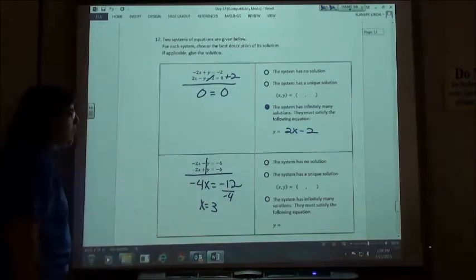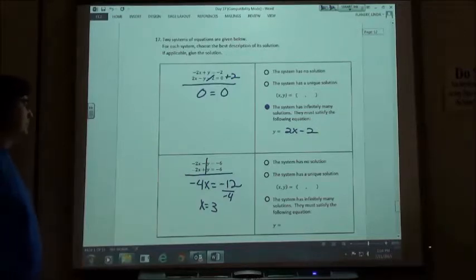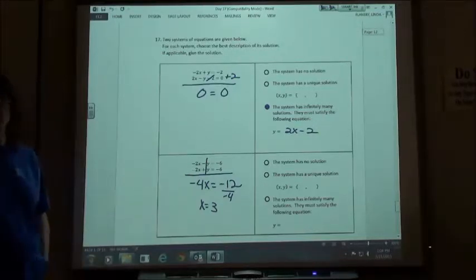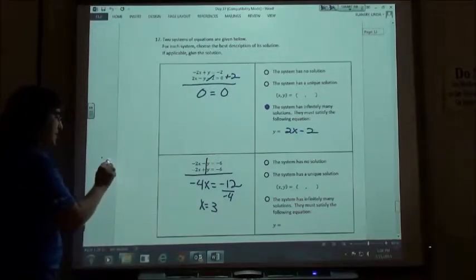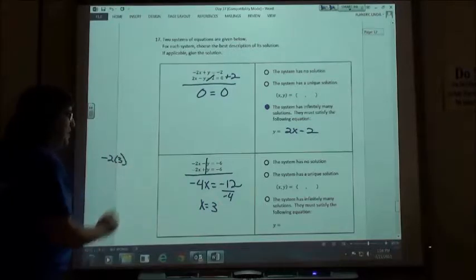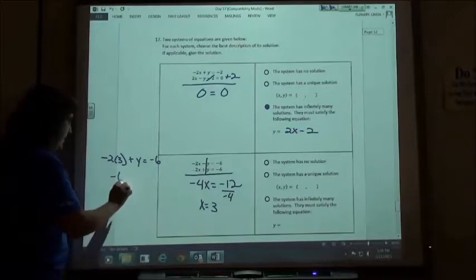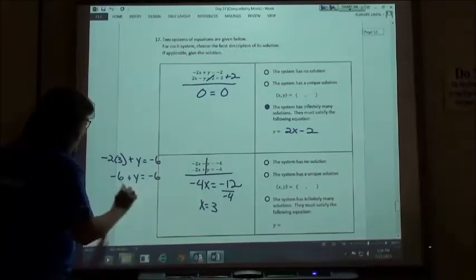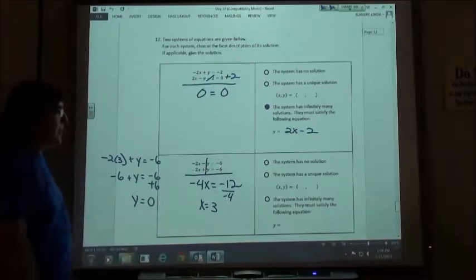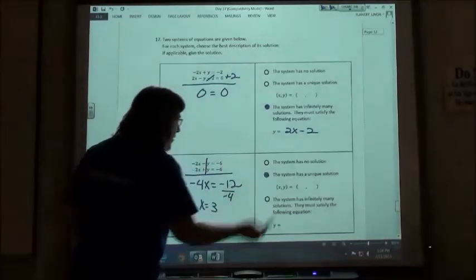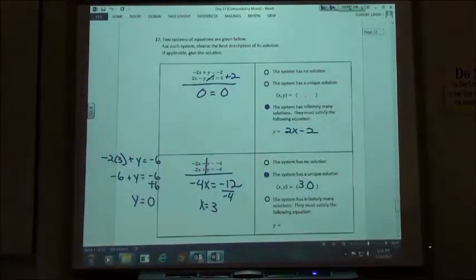So now I've got to find y. Do we want to put x in the first equation or the second one? Doesn't matter. I'm going to use the second one just because it has a plus y. So negative 2 times 3 plus y equals negative 6. So negative 6 plus y equals negative 6. And if I solve that, I get 0. So this one does have a unique solution. The solution would be the point 3, 0.